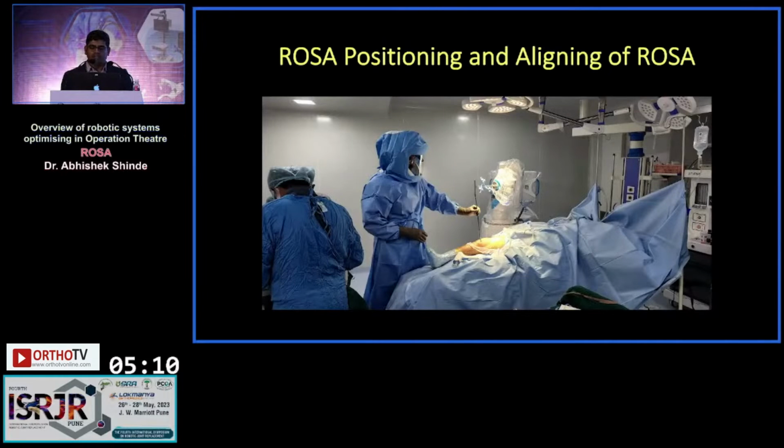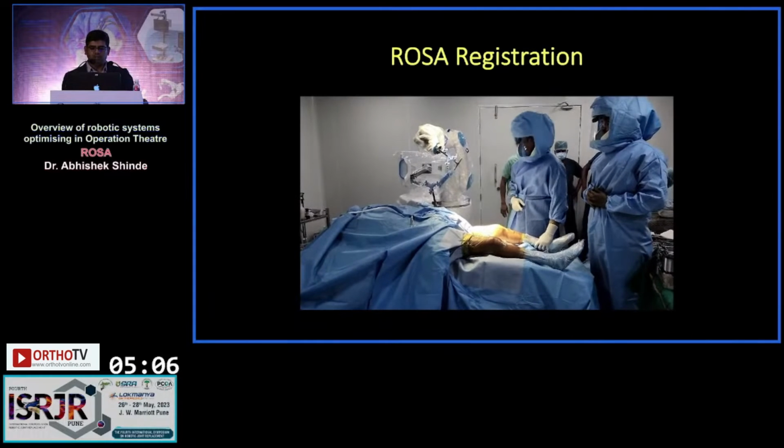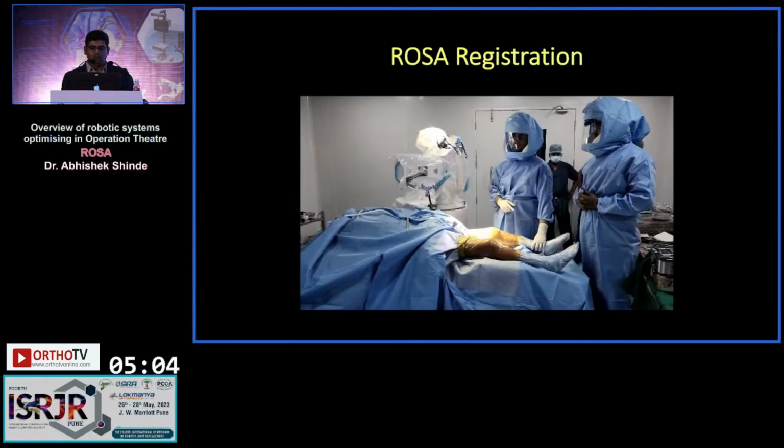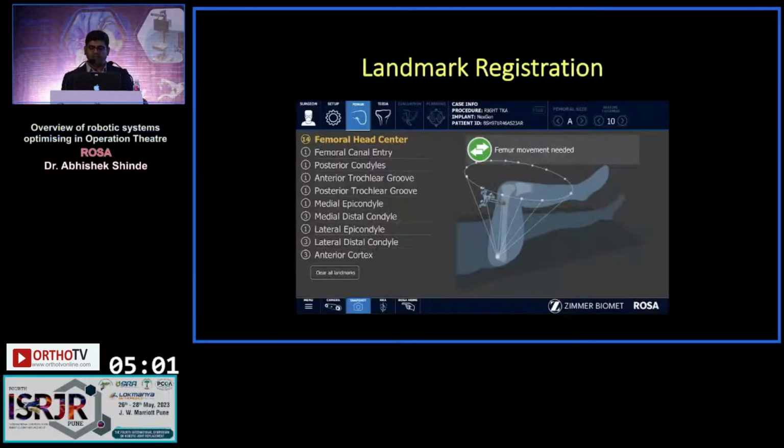So, ROSA positioning and alignment of the ROSA, just pictorial. ROSA registration, I'll go through this video quickly. Tracker placement is through 3 cortices. You don't have to breach the 4 cortices, 4 fingers above and 4 fingers below, preferably in the metaphyseal area.